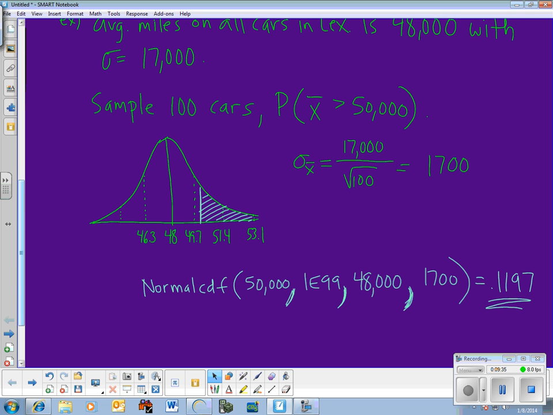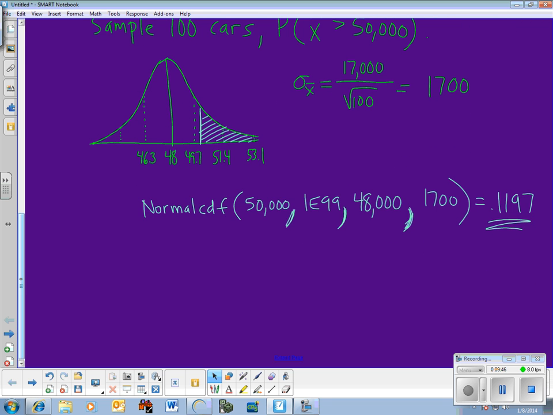So you can imagine what would happen if we went all the way up to 1,000 cars. If you looked at 1,000 cars, this graph would be so tightly compacted that 50,000 would be very unlikely. The only thing that's going to be different in that calculation, if I were to do 1,000 cars, is my standard deviation will be adjusted to 17,000 over the square root of 1,000. The square root of 1,000 is 31.6 something. 17,000 divided by that, 537. So that would be about 0.5 on the scale.